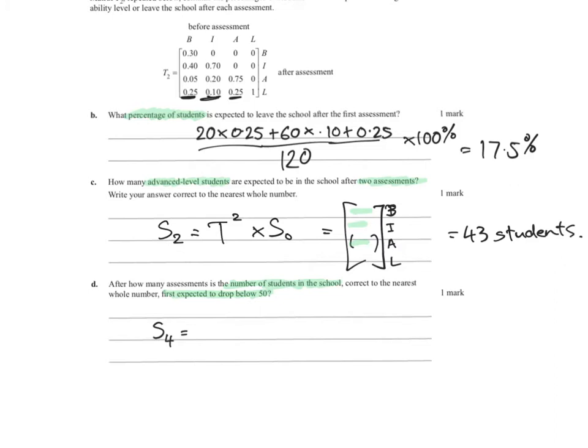So what I did was I just went straight ahead and found S4. I just had a stab in the dark, so found S4. And I found that these 3 values, for the beginner, intermediate, and advanced, was still above 50. But I saw it was really close to 50. So then I found S5, did the same thing, and I found out that was when it was first below 50. So it's after 5 assessments.